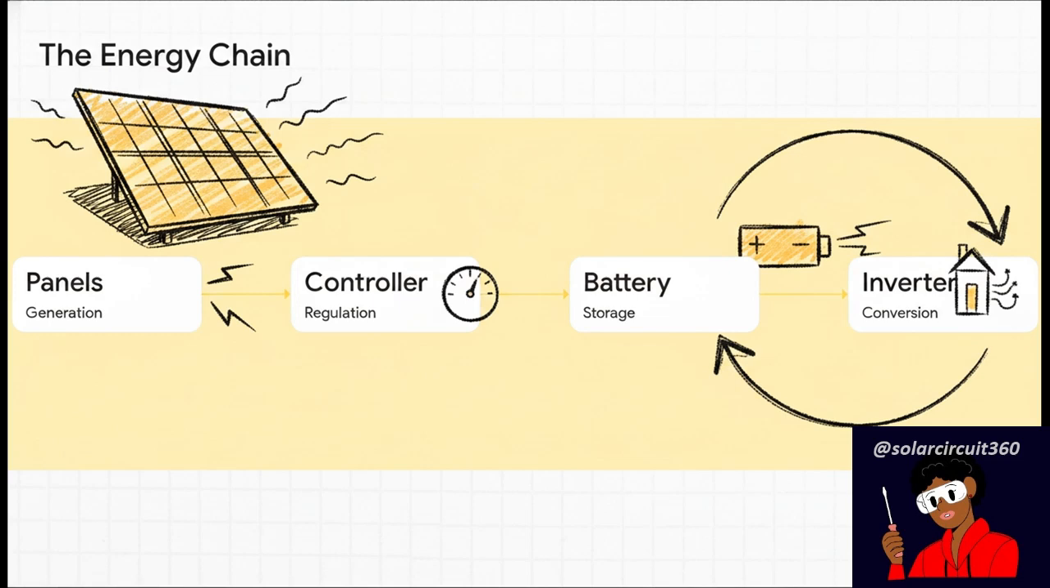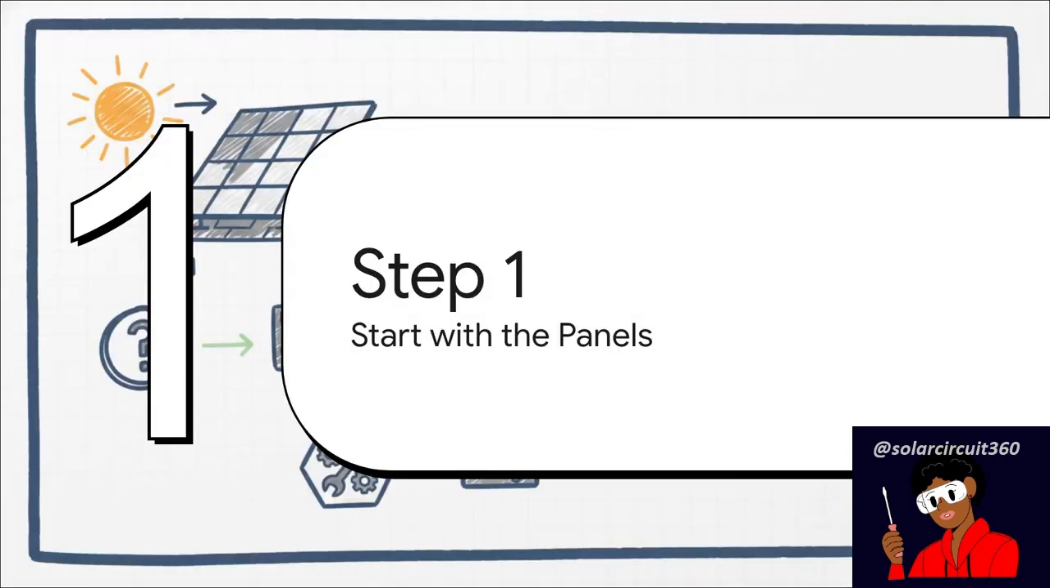Now here's the crucial part. If any single link in this chain gets weak or breaks, the entire system suffers. It's that simple. And that's exactly why we troubleshoot by following this flow of energy step by step. So that means we start right at the beginning at the source of all the power, the panels. I mean, it's just common sense, right? If your power source is weak or dead, everything down the line is going to be starved for power. You've got to make sure this foundation is solid before you even think about looking anywhere else.